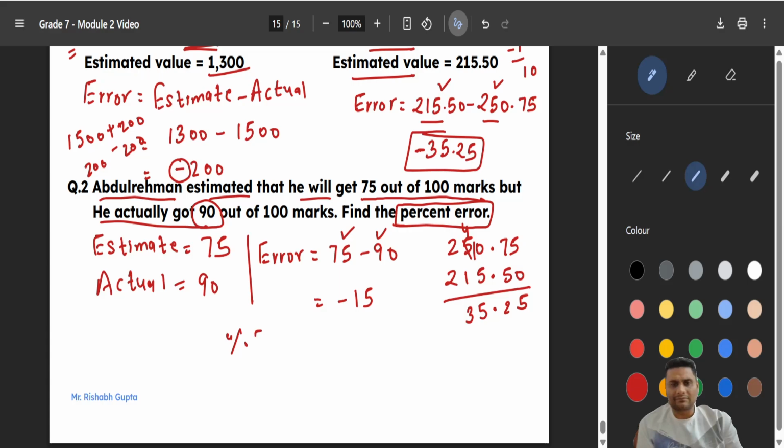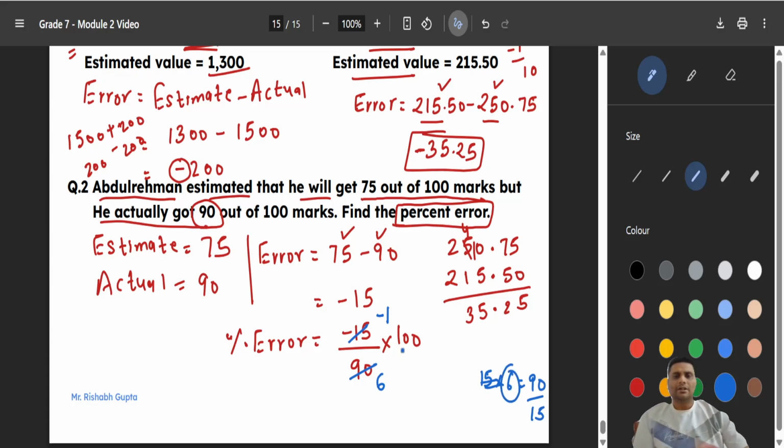Now the percent error. I told you put the error up, that is minus 15, then put the actual value down, that is 90, and then finally times 100. Now just solve it. 15 and 90 both come in the table of 15. So I can divide by 15 here, divide by 15 here. 15 divided by 15 is 1, but it will be minus 1 because there is a minus sign with the 15. 90 divided by 15 will be 6. Why? Because 15 times 6 gives me 90.